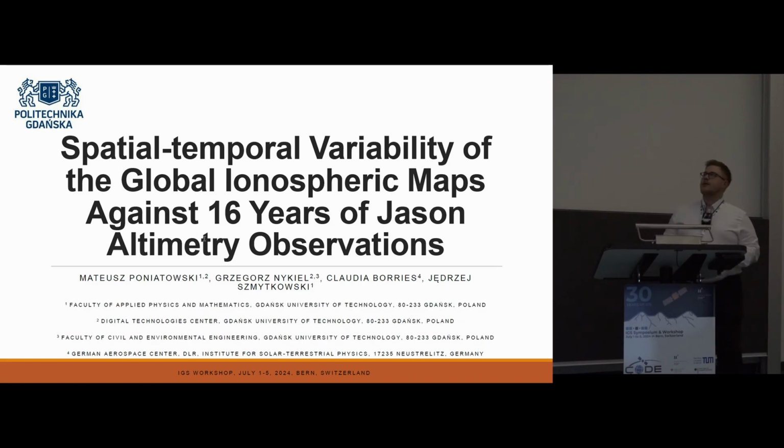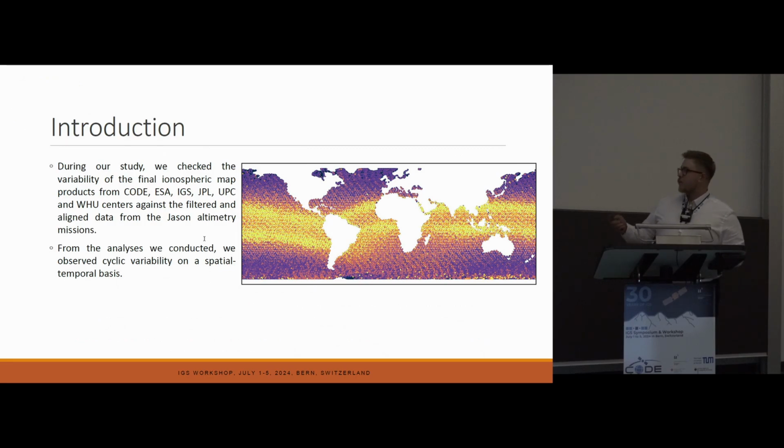So I'm here to present our results on variability of the global ionospheric maps against JASON observations. Our goal was to compare and analyze both sources, as a side project from our main research, which is modeling and prediction of the ionosphere. But during the creation of the dataset, we saw some interesting dependencies, and I would like to show you today what we have found. So, first of all, what data we used for our study.